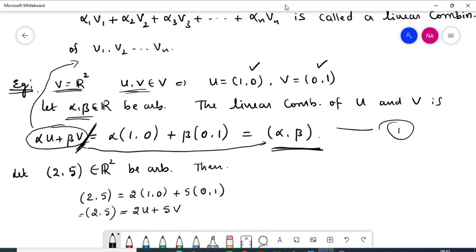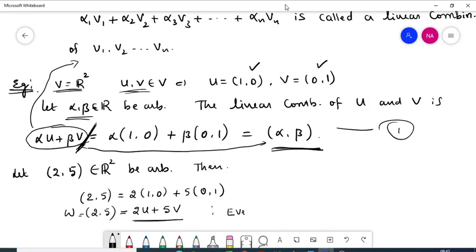So this you can take, where from you choose this element? 2, 5 is taken from v, R square. You can take this as w. So every element w of v can be expressed in terms of u and v. See, this is the important point I want.